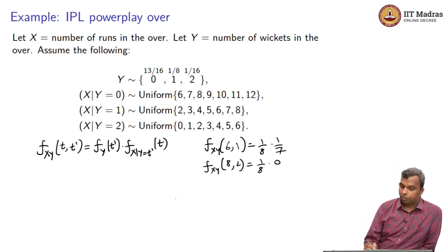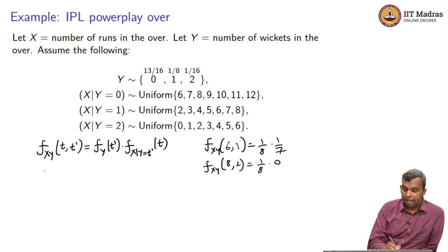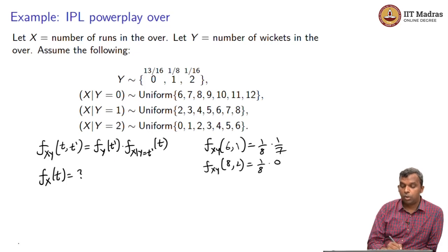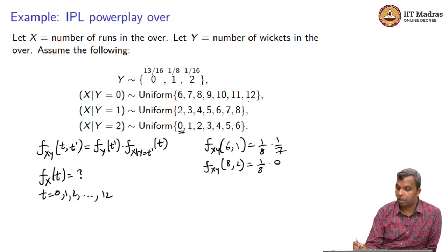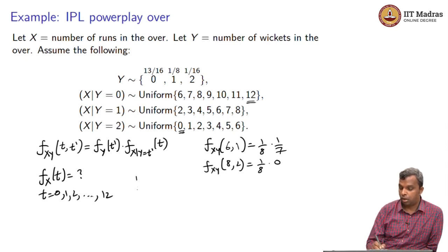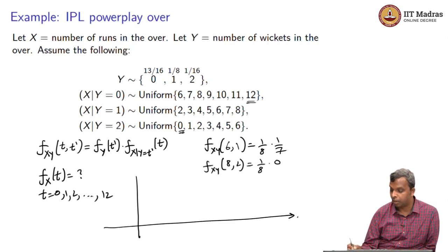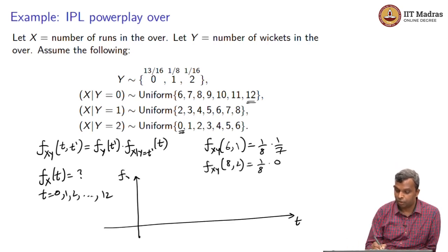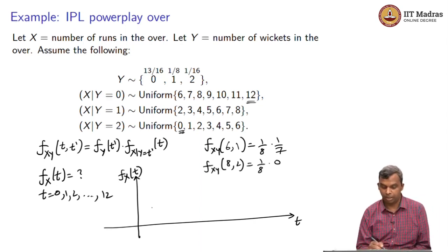So if you want to find fx of t, how will you do this? You have to marginalize, isn't it? t could take values from 0 all the way up to 12. The values that x takes start from 0 and go all the way up to 12. One way to represent fx is to draw a graph like this, put t here and fx of t here. This is a very common way to represent a PMF, right? So you draw something like this.